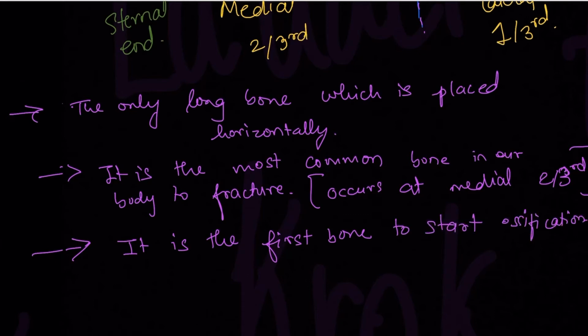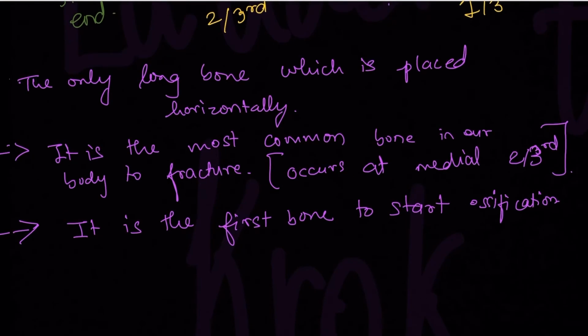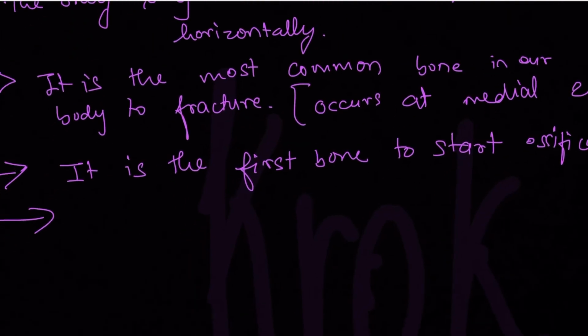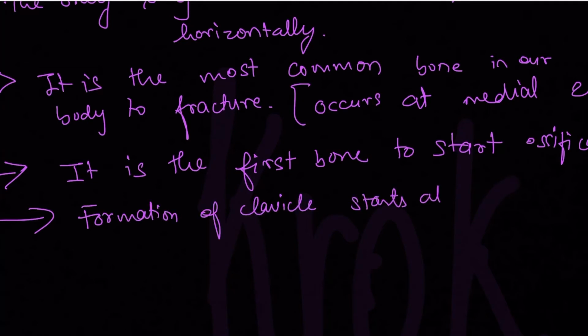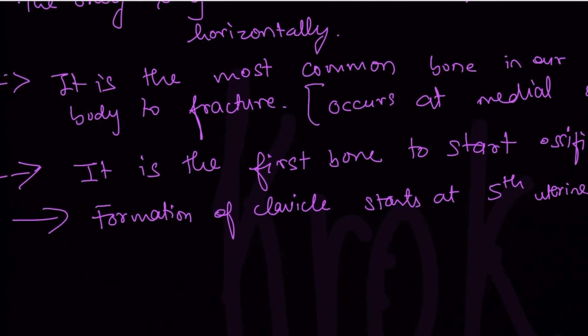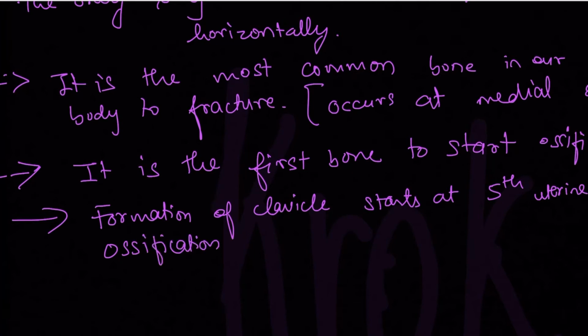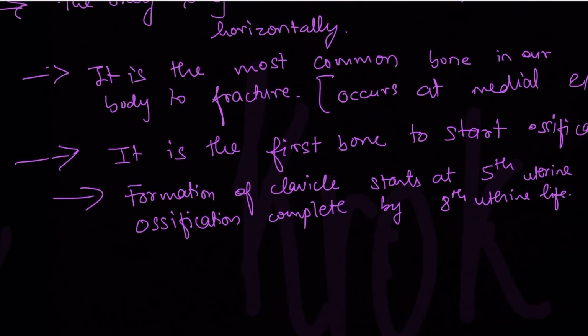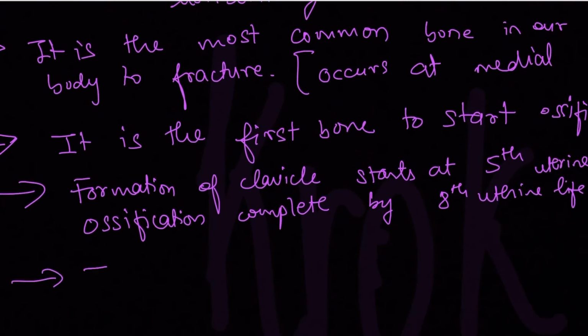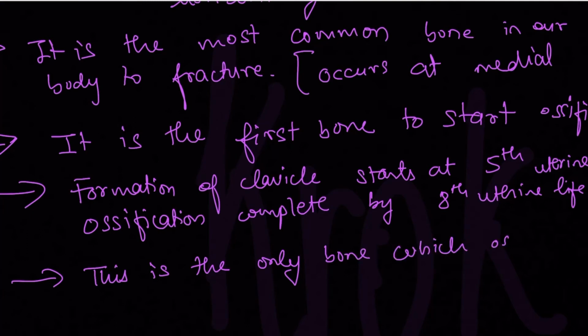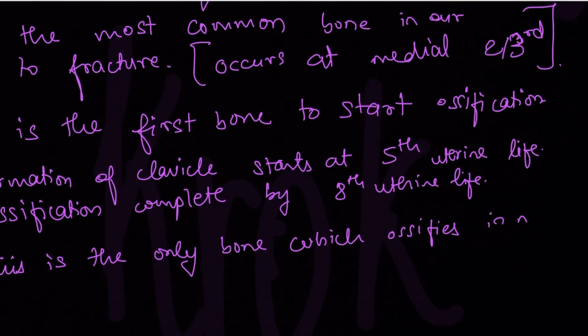Okay. Now, let's know when it is formed in our body. The formation of clavicle starts at 5th week of uterine life, and ossification is complete by 8th week of uterine life. Okay, now we'll know something about ossification, but first let me tell you something, that this is the only bone which ossifies in membrane.